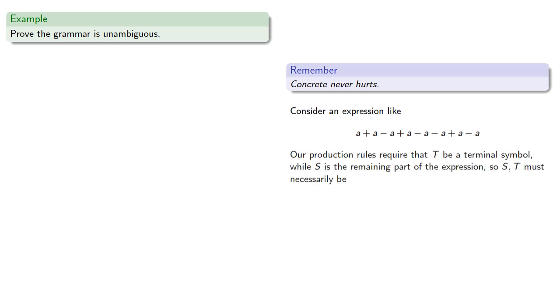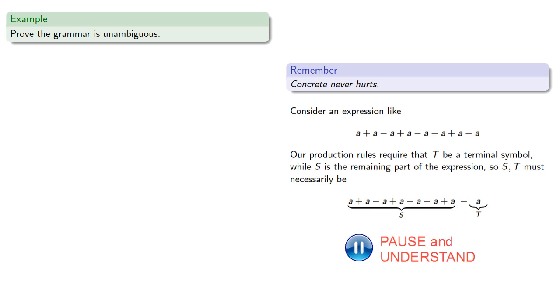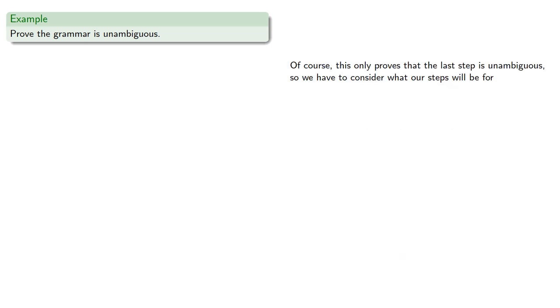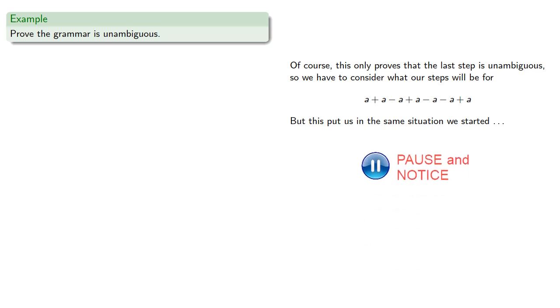Our production rules require that T be a terminal symbol, while S is the remaining part of the expression, and so this means S and T must necessarily be these. And so the only production rule we can use is S produces S minus T. Of course, this only proves that the last step is unambiguous, so we have to consider what our steps will be for the remaining part. But notice that this puts us in the same situation we started, which suggests an induction proof.